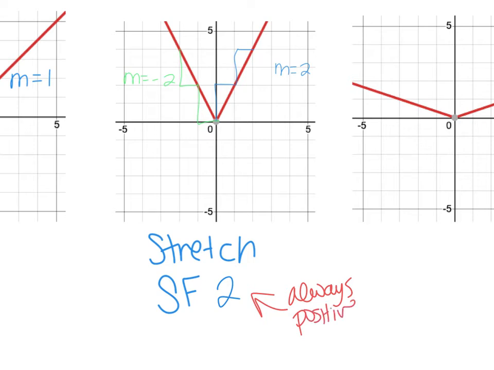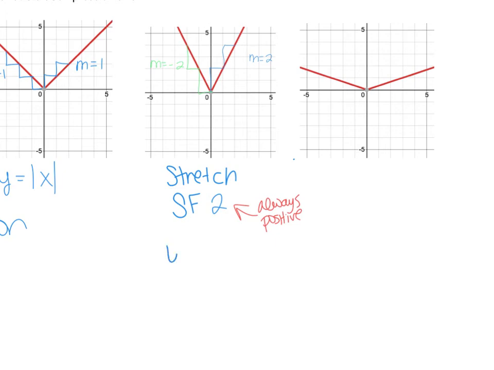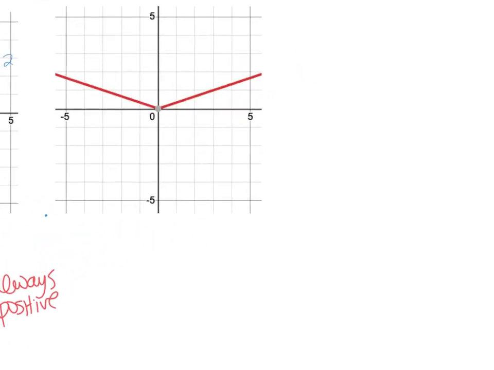Okay, so let's write the equation for this. It would be y equals, there's no shifts left and right, so we don't have to worry about that. We just have to worry about the scale factor, or the stretch. So you put your scale factor out front, so this scale factor is 2, absolute value of x. So that's the equation of that absolute value graph right there.